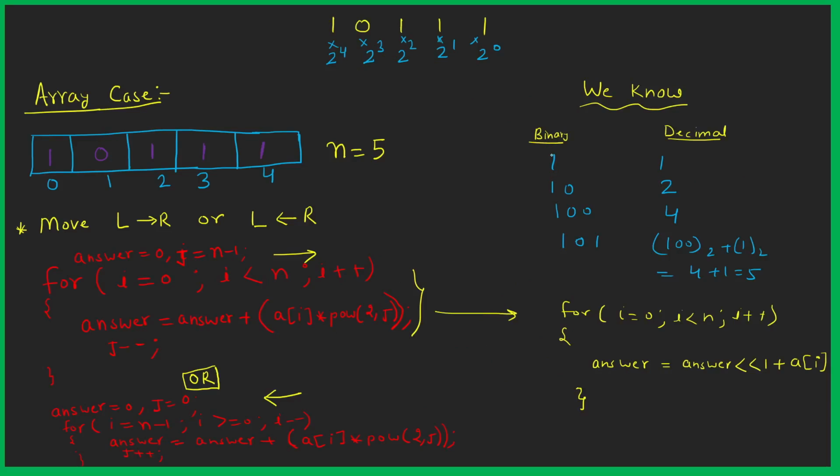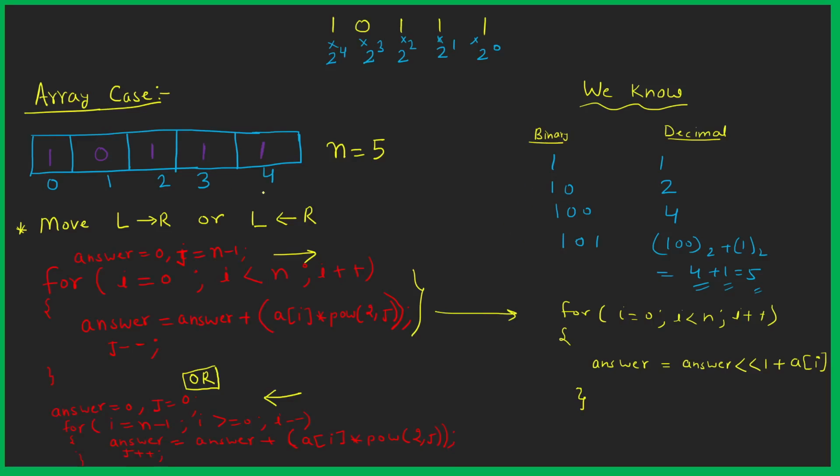So we know that this 1 is in binary. In decimal also it will be 1. If we have written 1 0, then in decimal it will be 2. In binary, if it is 1 0 0, then decimal will be 4. And in binary 1 0 1 will be 1 0 0 plus 1, that is 4 in decimal, plus 1 in decimal, that is 5.